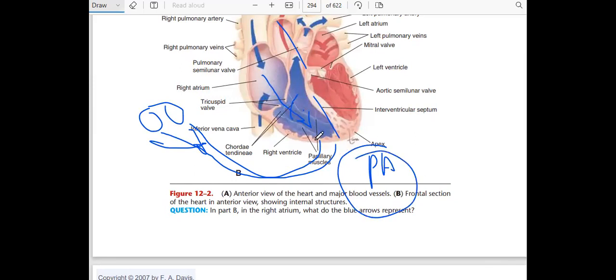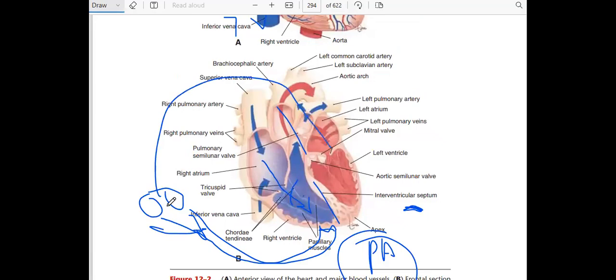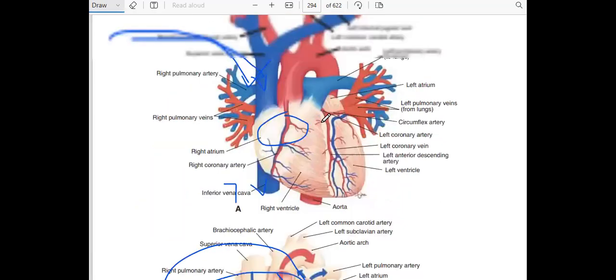So again we have a valve here, a semilunar valve, like this. Semilunar, half. Lunar means moon, semi means half, like a half moon. We will be able to see the valve. Okay, it will reach the lungs, then the blood will be oxygenated, and it will reach the left atrium.